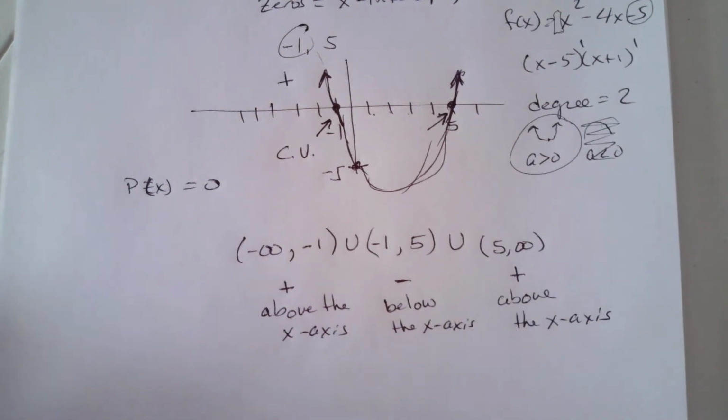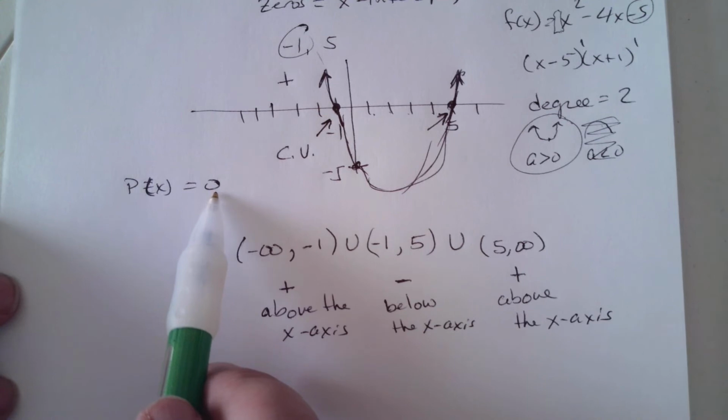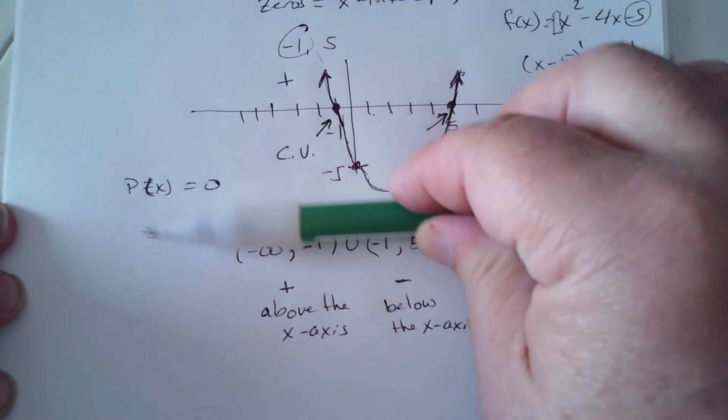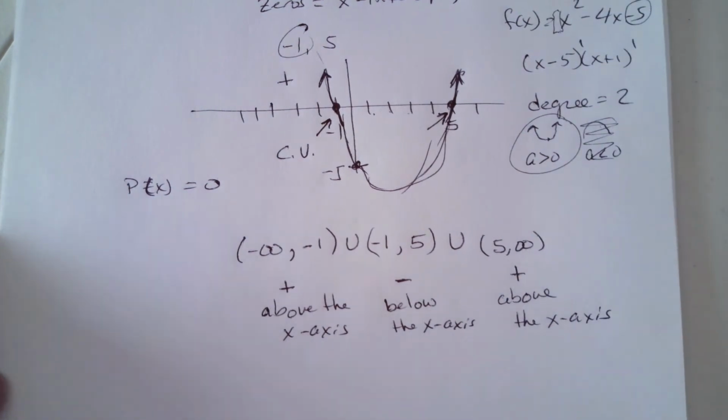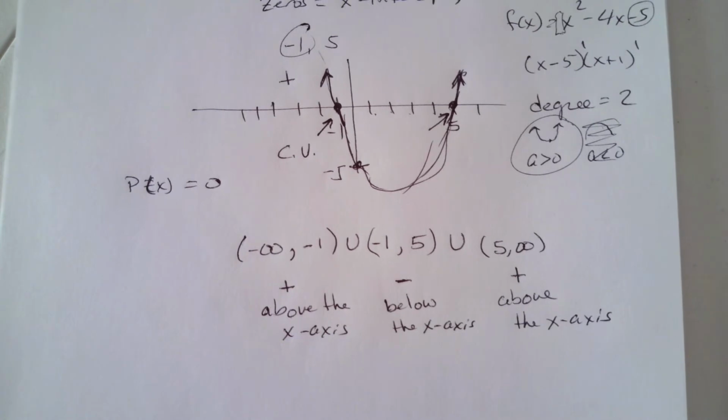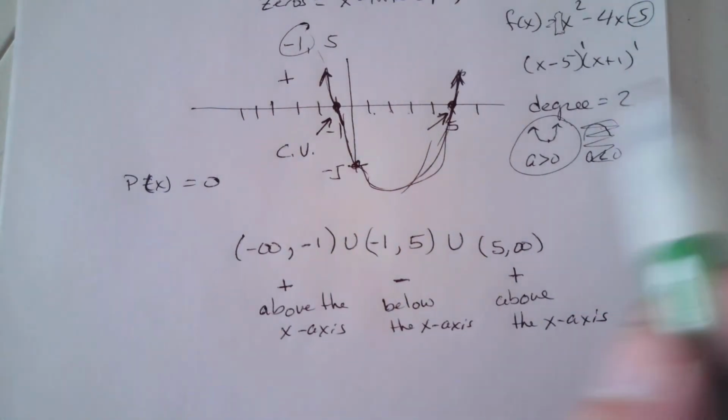Because now what we're doing, once we set it equal to 0, we're either going to have part of the graph above it or below it. That's what we have to look for, which is where the inequalities come in. All right? Because we know the degree, we know what it looks like.